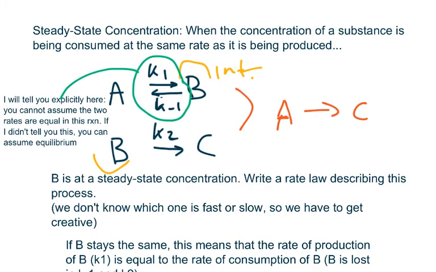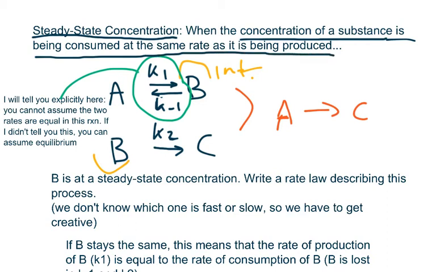Now let's talk about a special concept known as steady state concentration. This occurs when the concentration of a substance, or maybe more than one substance, is being consumed at the same rate as it is being produced. So in other words, the concentration of the substance will be constant. So let's see what this actually means.